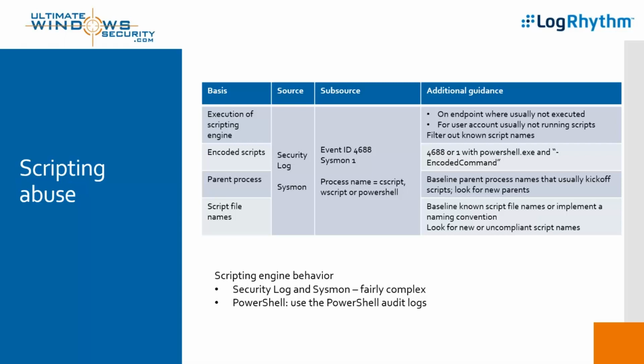The bad guys, when they use PowerShell, are commonly not using a script file name, and instead they are just dumping the whole script onto the command line. And then to help obfuscate that, they're encoding it. So it's just a bunch of gobbledygook. Well, the thing to look for in that case is the encoded command parameter. So we're looking for a 4688 or an event ID 1 with PowerShell.exe and encoded command.